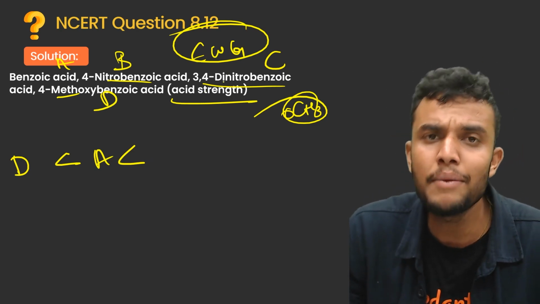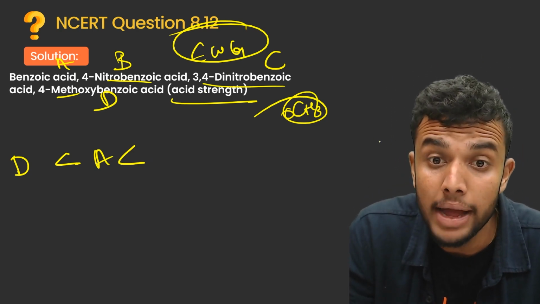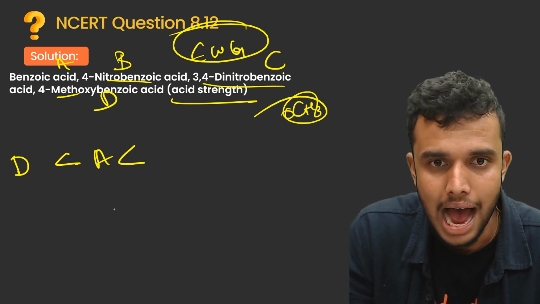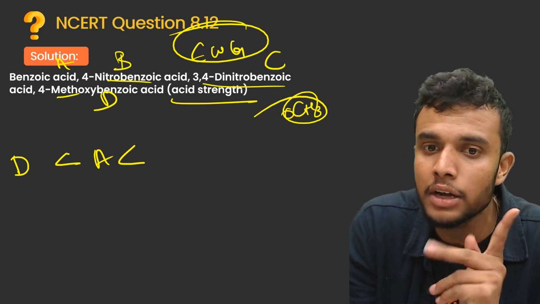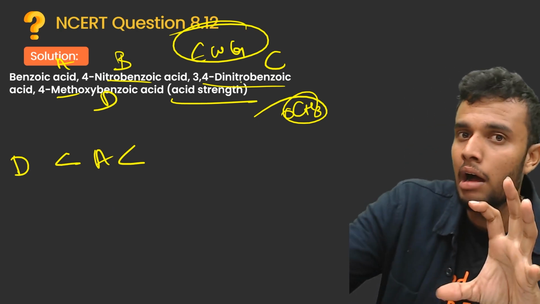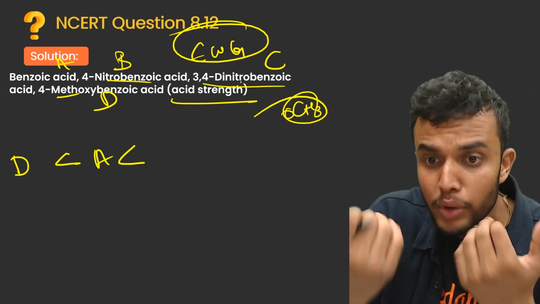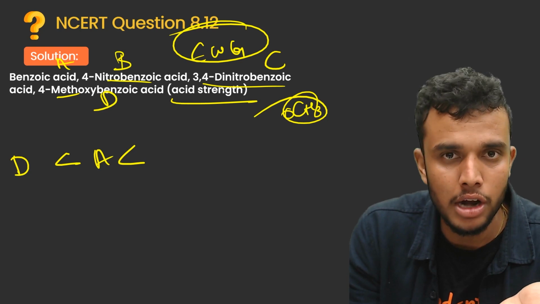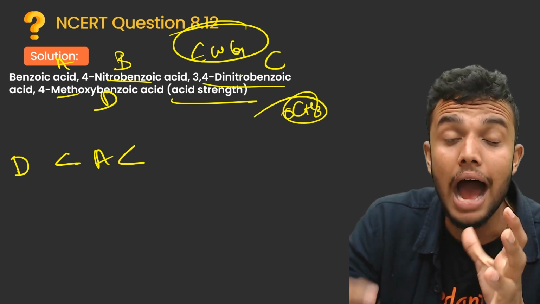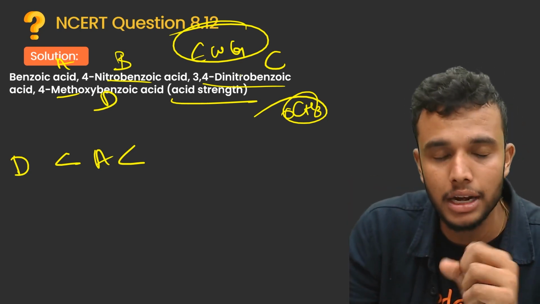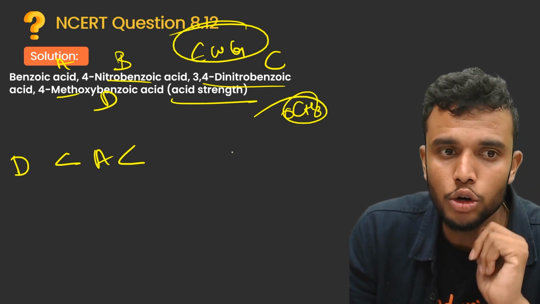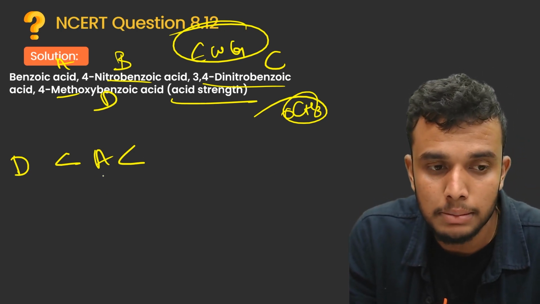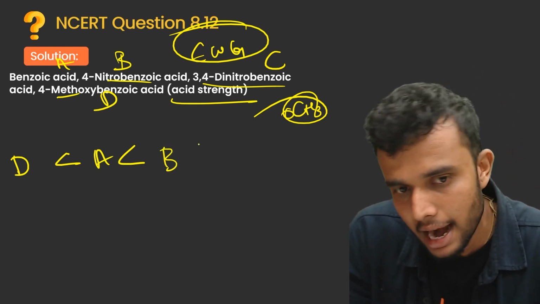Both have high acid strength, but compared to B, C has higher acid strength because here 2 nitro groups are there, students. It withdraws the electron greatly. It has high capacity to withdraw the electron. Why? It contains 2 nitro groups. That's why the order becomes D, A, B and C.